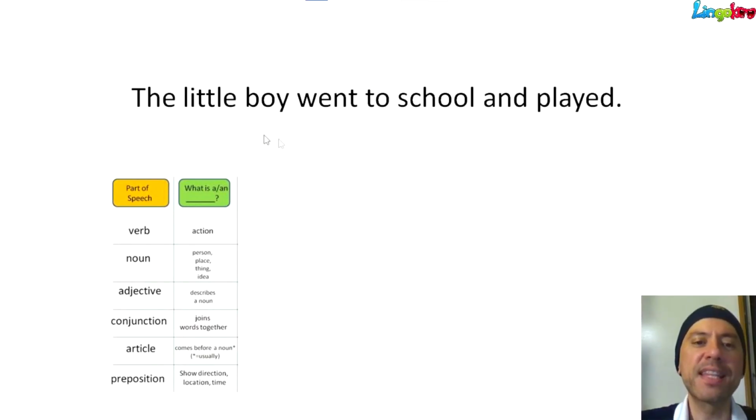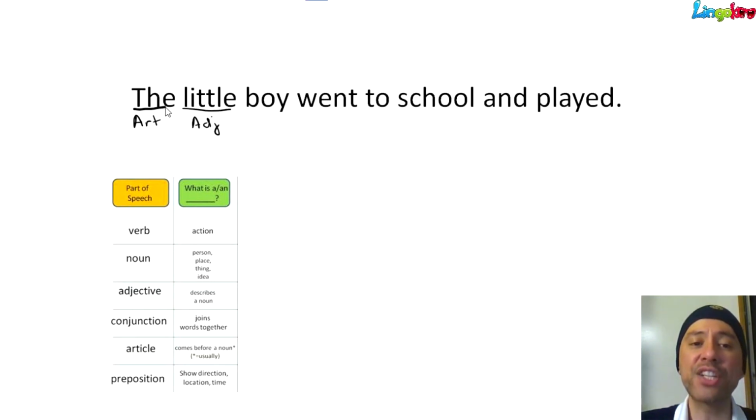Here's a sentence. The little boy went to school and played. What I want to do now is I want to write down the part of speech for each of these words in the sentence. So let's see. The, what is the? The is an article. I'm not going to write the whole thing. I'll just put A-R-T, article. Okay. Little is an adjective.